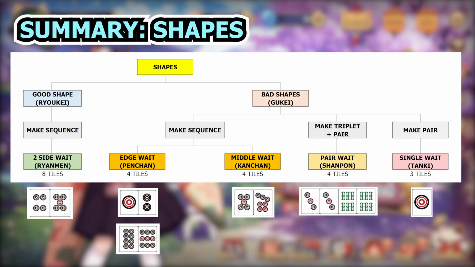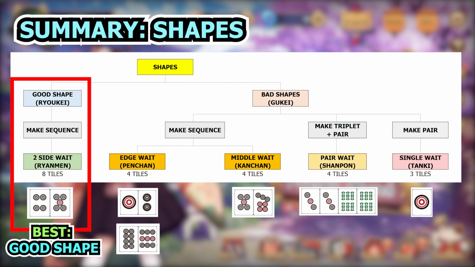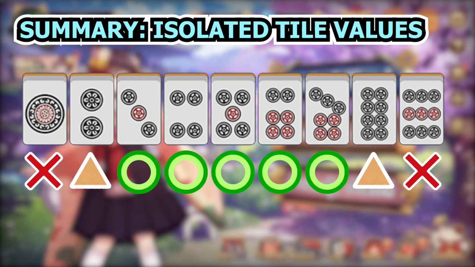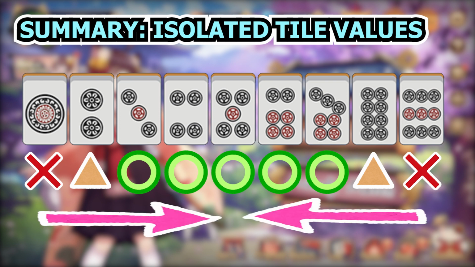You have double the chance to make a good shape with these tiles compared to 2s or 8s. So, in conclusion, point 1: the best shape that you want to collect is the good shape. Then, if you have to choose between edge weight and middle weight, middle weight is generally better than edge weight. Pair weight is quite situational as it is quite varied, and we tend to avoid single weight because it has the least amount of weights, 3 tiles. Point 2: the more middle your numbers are, the more valuable they are because they are easier to be made into a good shape.